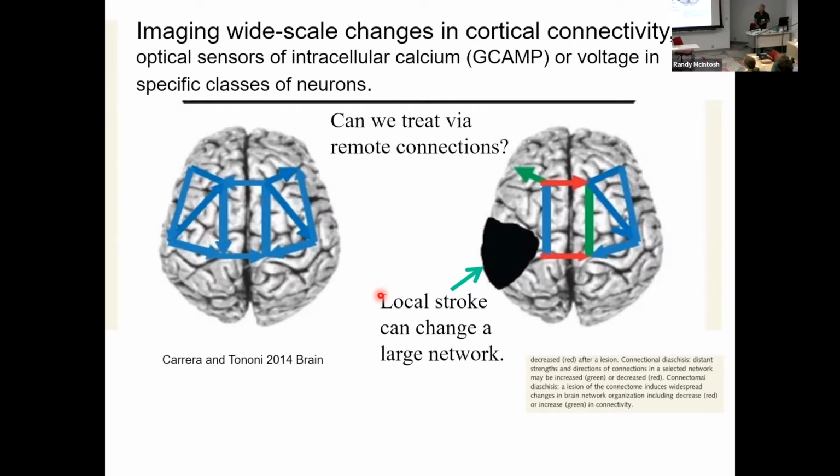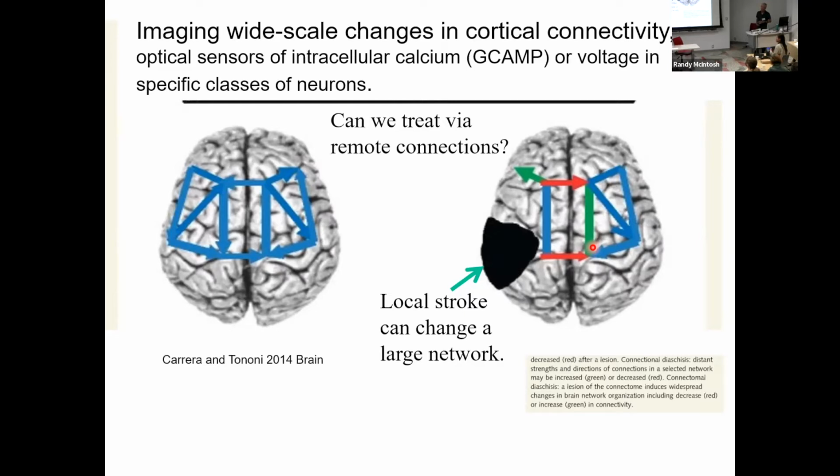And this is a slide from a review article by Noni on diaschisis. So we think of the normal brain, we've got the interconnected areas working together. And then when something bad happens, like a stroke, we of course lose activity where we have a lesion, but then we have a lot of interesting things that can happen in connected areas.